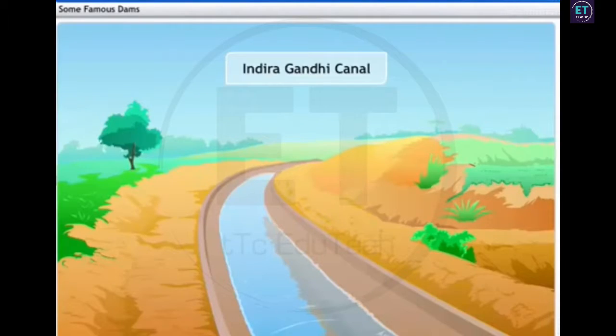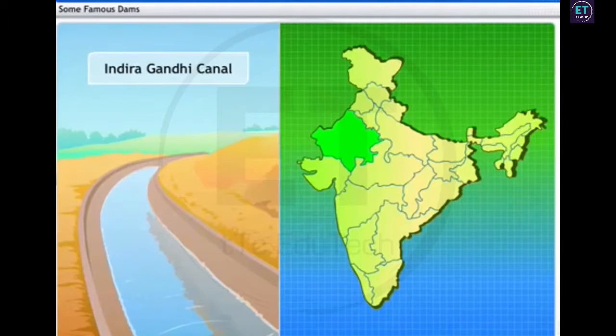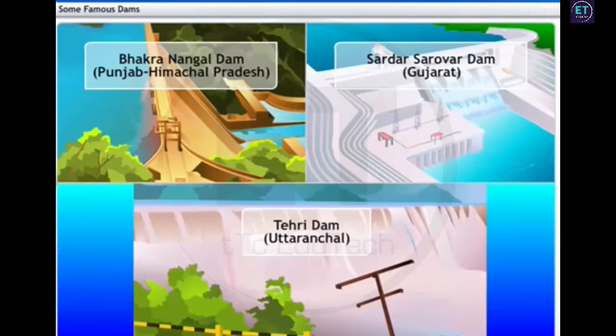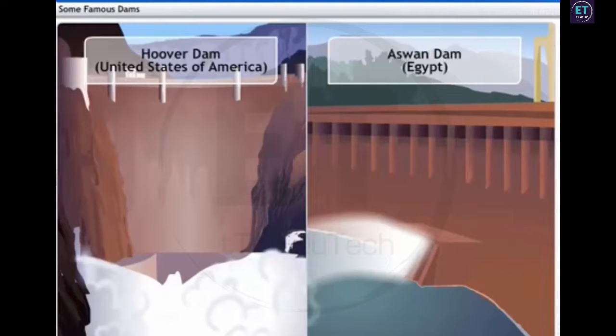The Indira Gandhi Canal is one of the biggest canal projects in India, which brought greenery to northwestern parts of Rajasthan. Another major benefit of dams is that they help to control floods in an area. Some famous dams in India are the Bhakra Nangal Dam, the Sardar Sarovar Dam, and the Tehri Dam. The Hoover Dam in the US and the Aswan Dam in Egypt are some internationally famous dams.